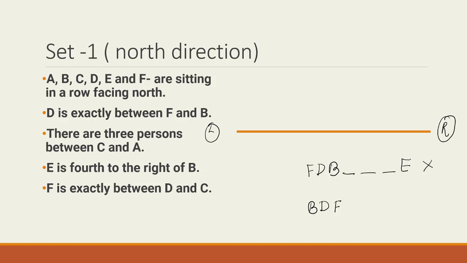E is 4 to the right of B, that means E comes here. F is exactly between D and C. So I can have C here. And there are 3 persons between C and A. So A can come here. So our arrangement looks like, when we are moving from left to right, A, B, D, F, C, E. I hope now it is clear to you how to place the data.